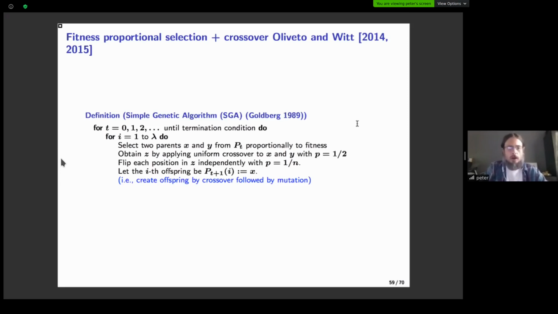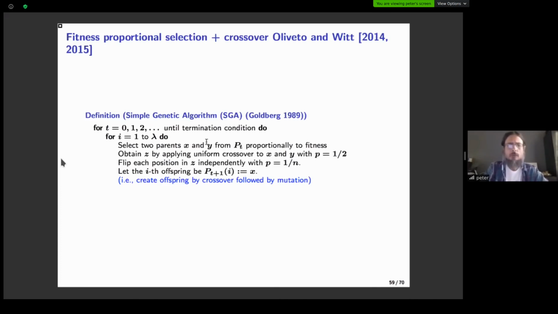So here we have the definition of the SGA, and it falls into the general class of algorithms that Kristian described. It's a generational algorithm that has a population of lambda individuals, and at each generation, it will create a new population of lambda individuals that replaces the previous one, and it does so by selecting two parents, X and Y, according to fitness proportional selection. An individual X will be selected with a probability that is its fitness Fx over the sum of the fitness of the whole population.